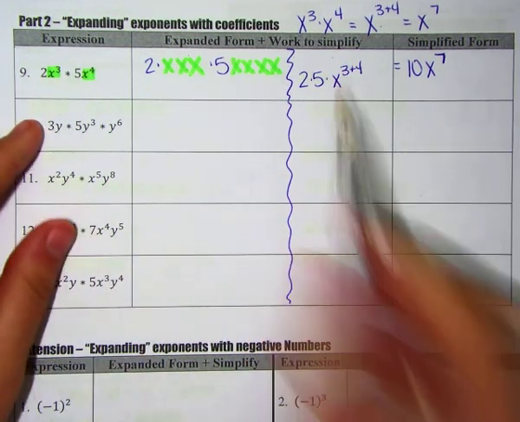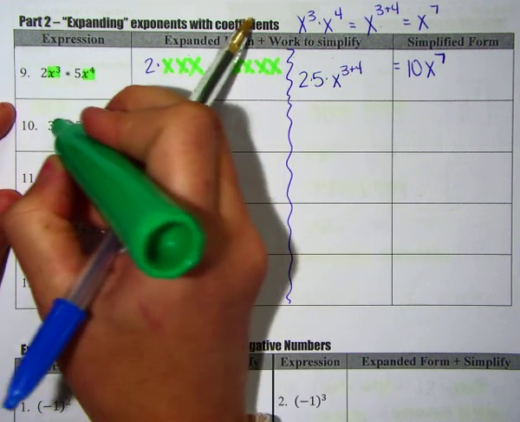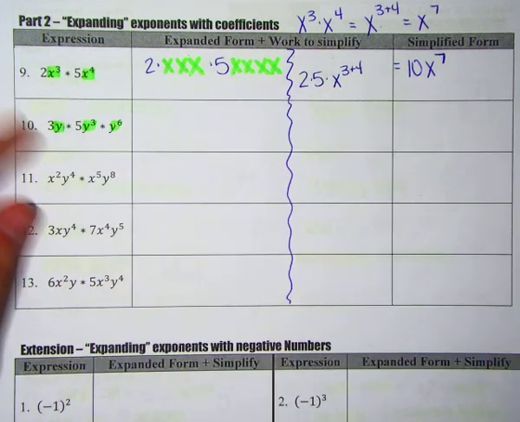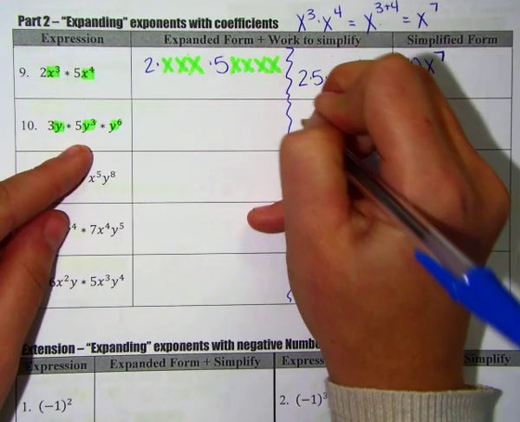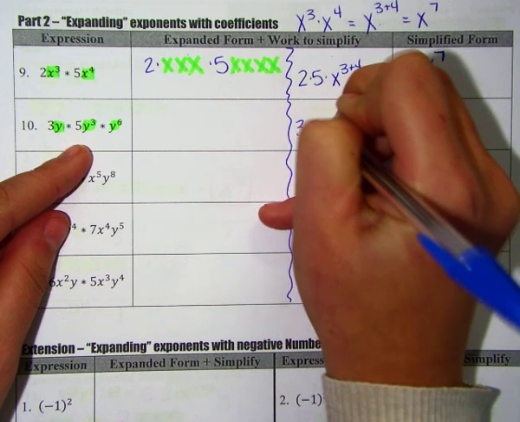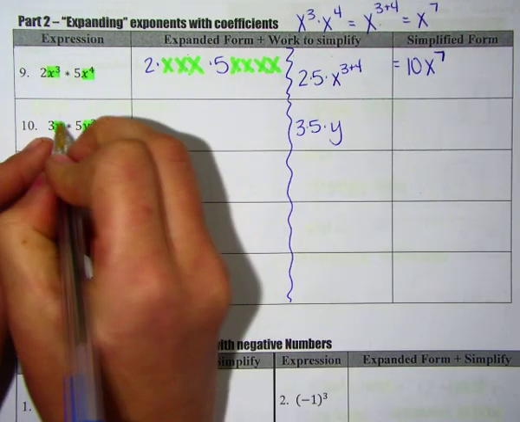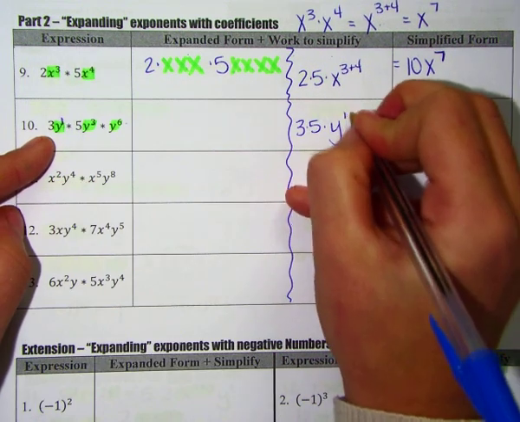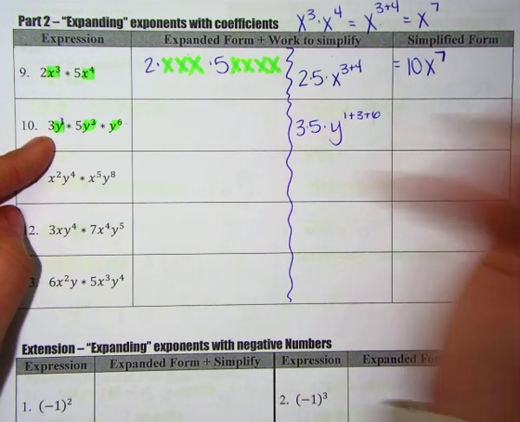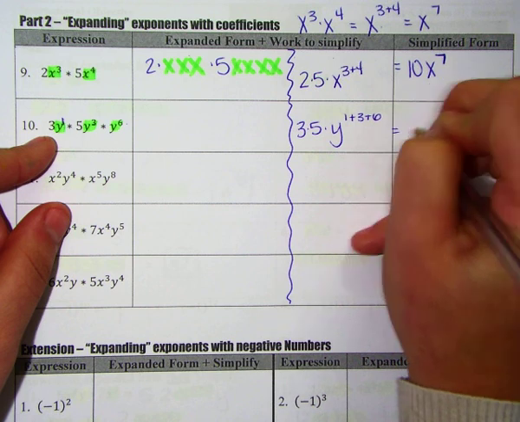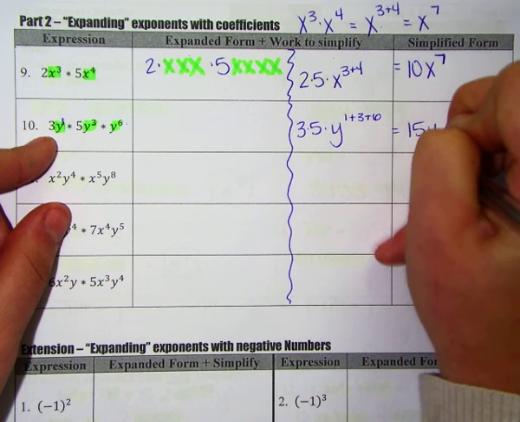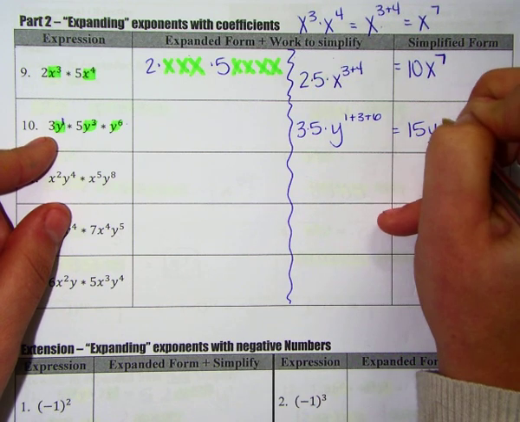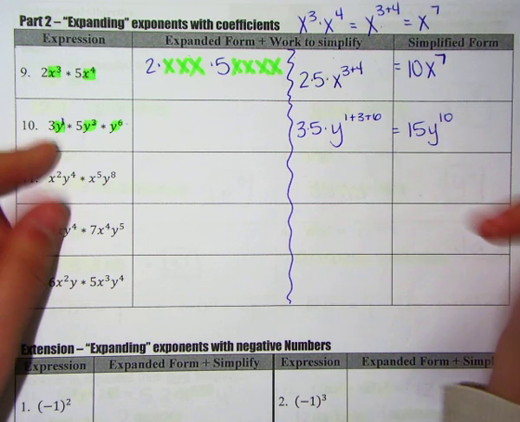Let me go ahead and do that first for this one. Highlight all the variables that are the same. This will be 3 times 5 times y to the 1 plus 3 plus 6 power. So this should be 15y to the 4 plus 6, which is 10th power.